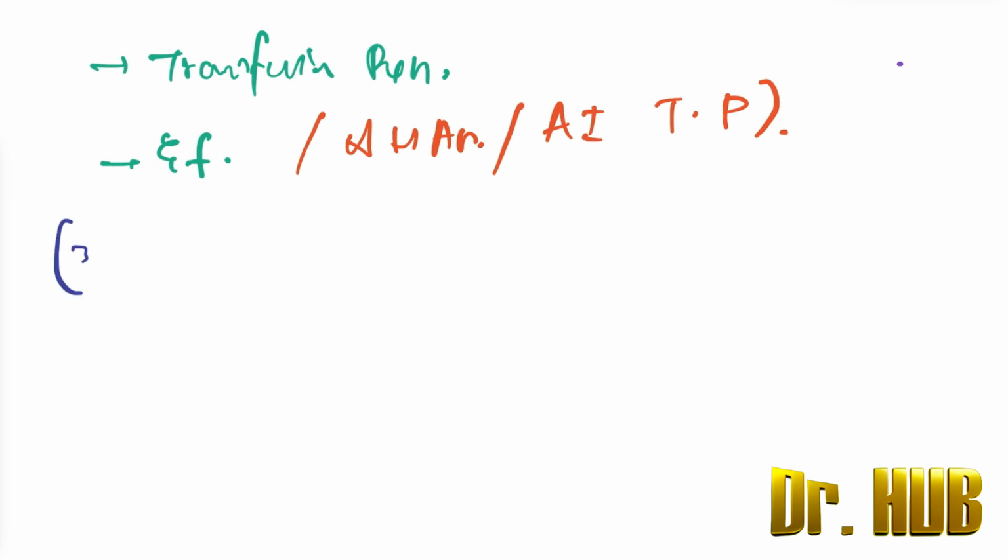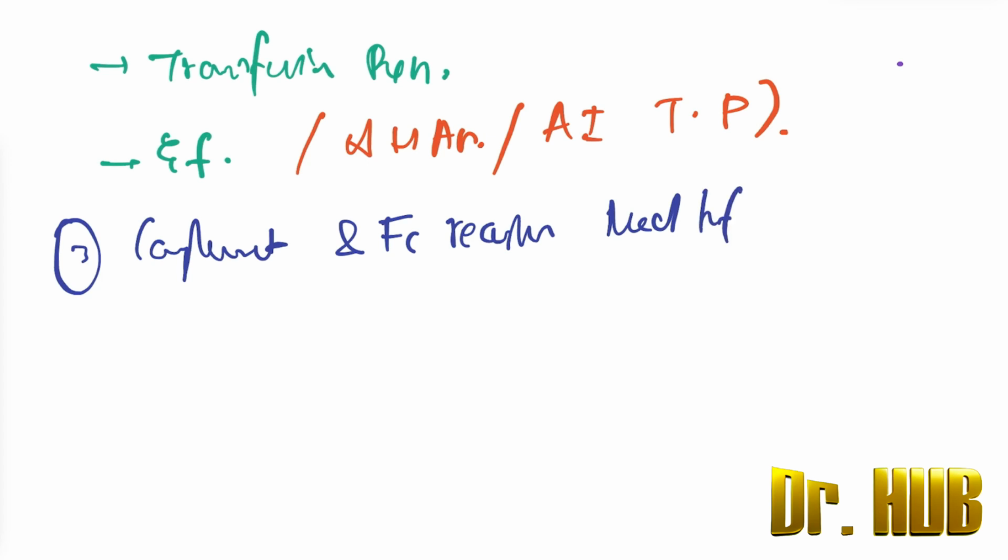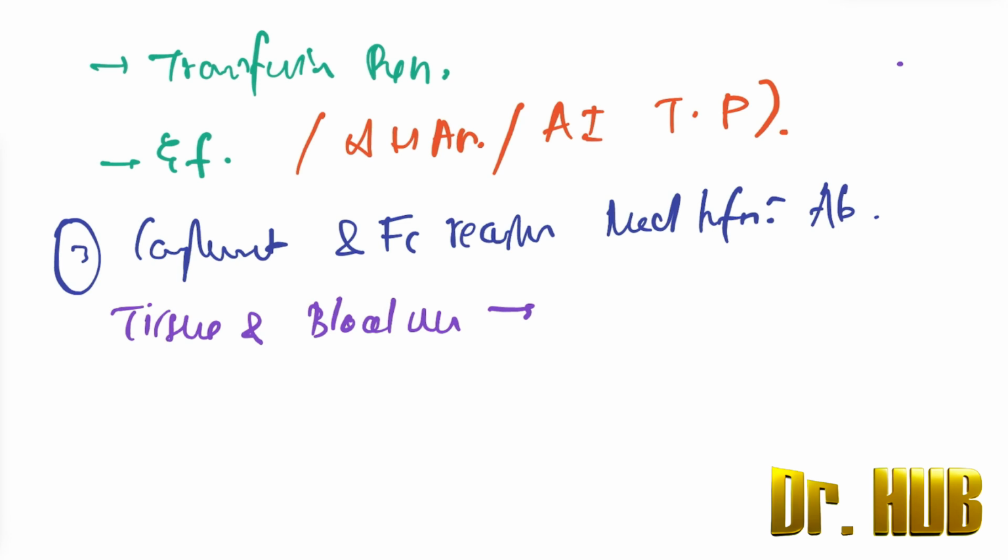Then comes the third variety, that is complement and Fc receptor mediated inflammation. This includes antibodies that may deposit in the tissue or the blood vessels and elicit an acute inflammatory reaction by activating the complement.